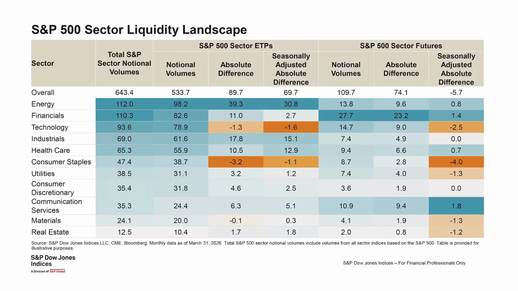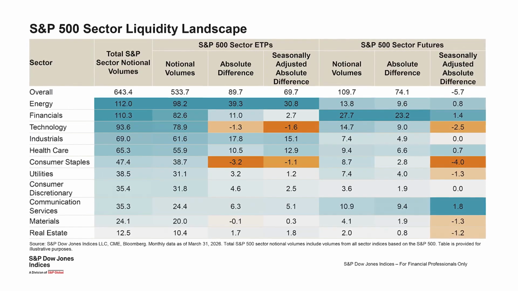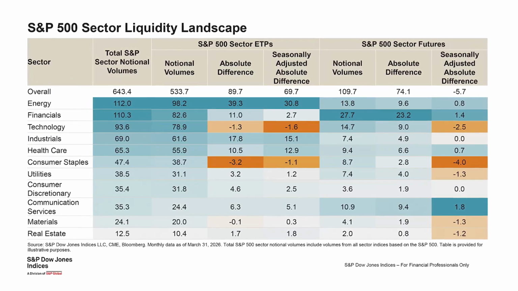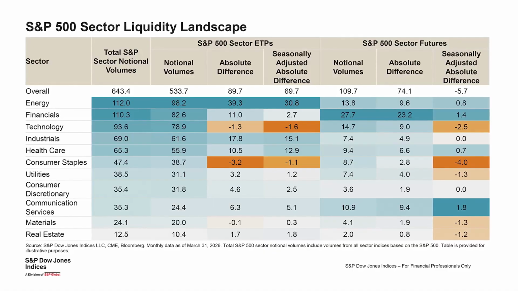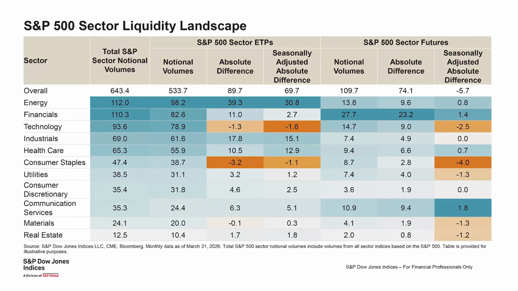And we measure trading activity by looking at products linked to the S&P 500, such as sector ETPs and sector futures. So we look specifically at notional volumes, changes in notional volumes on a monthly basis, and seasonally adjusted notional volumes, specifically for futures that are affected by calendar effects and contract rolls.